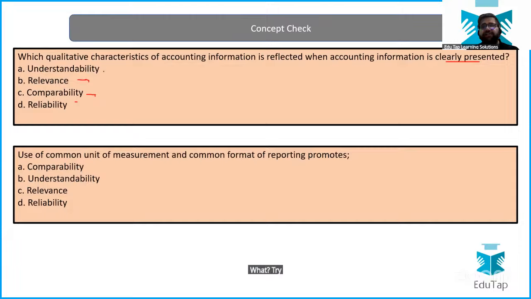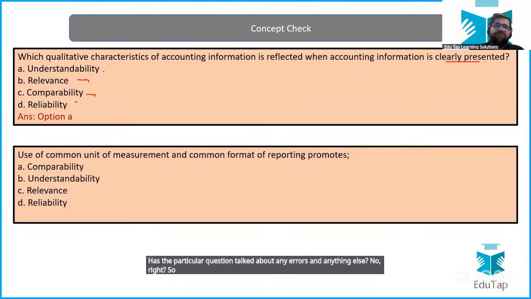Try to mark your answers. Everybody, I request you to mark your answers. Yes, very good, in the chat also of YouTube. You have to choose any one. Those who are saying D, clearly presented, has the question talked about any errors or anything else? No. So the answer will be option A only, which is understandability.